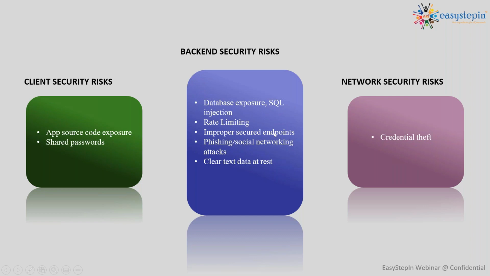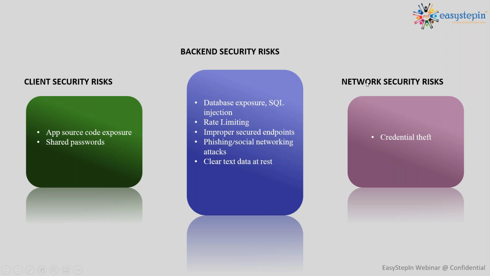Improper secured endpoints. You have to have your URL very secure. And phishing or social networking attacks. Social networking attacks are a big way that API hackers use to crack into an API and take advantage of any vulnerabilities that they may find. Clear text data. Any sensitive information, like mainly passwords, should never be in clear text.